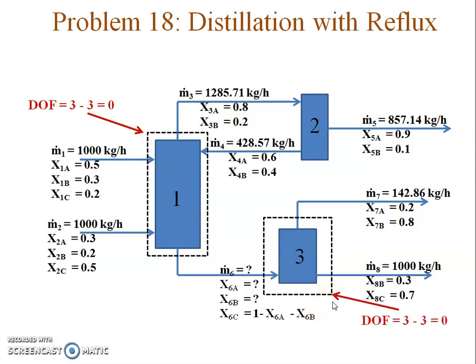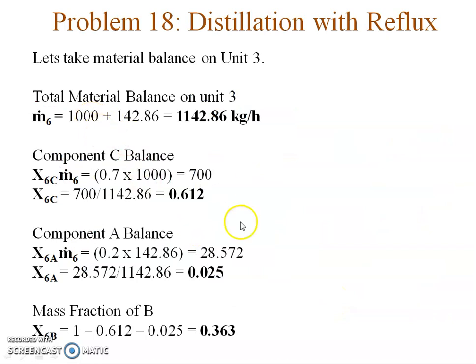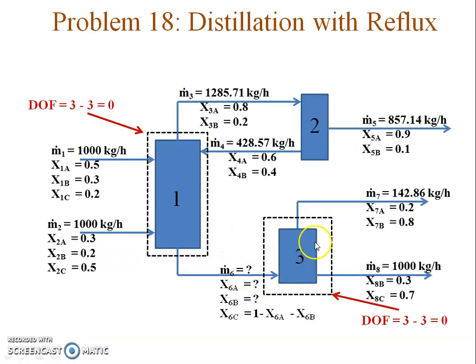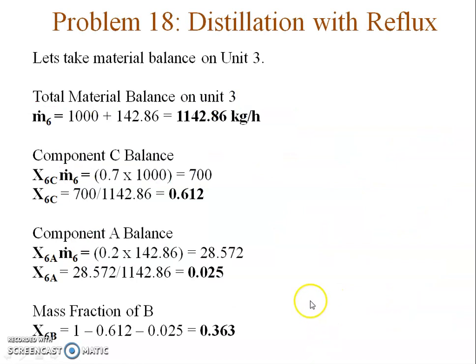So let's write down the equations for that. Immediately, if I write a total balance, then M7 plus M8 is equal to M6. So I get one variable. Then I can take toluene balance, I can take C balance because it appears only in stream 8. Similarly, I will take A balance because it appears only in stream 7. So I'm going to take A balance and C balance.